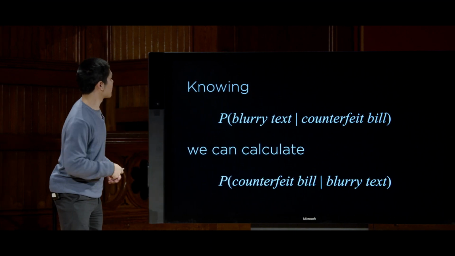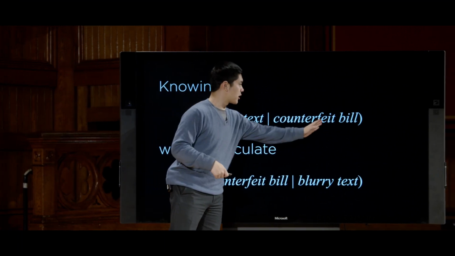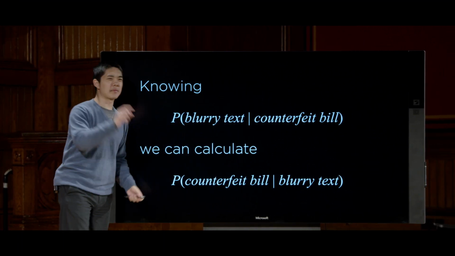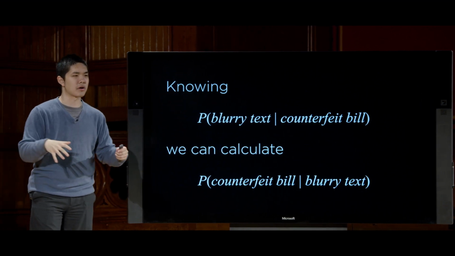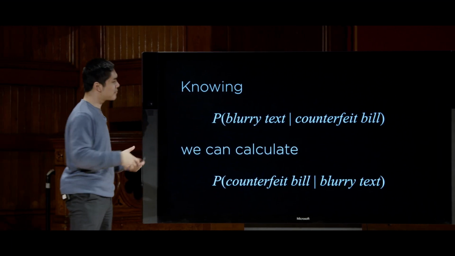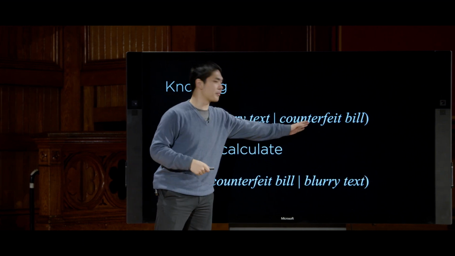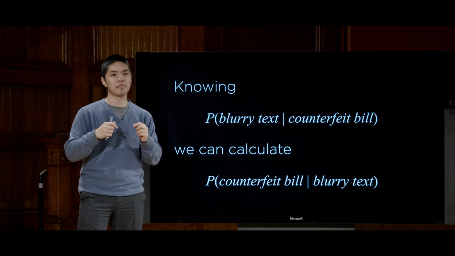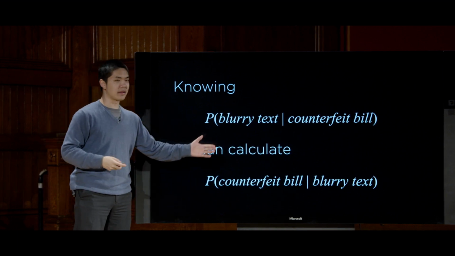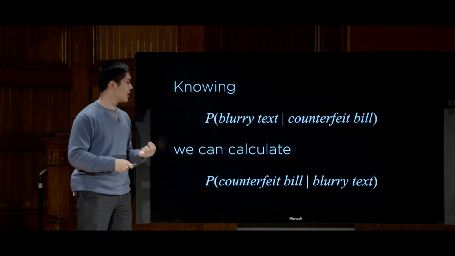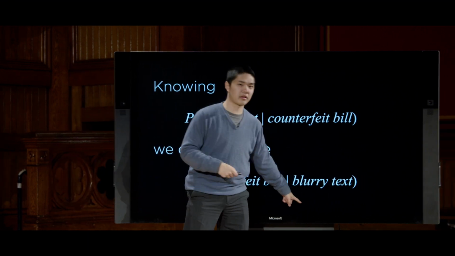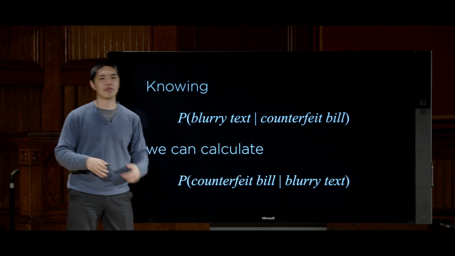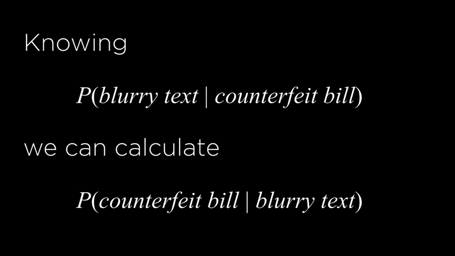Or I might want to know, for example, if I know that some probability of counterfeit bills have blurry text around the edges, because counterfeit printers aren't nearly as good at printing text precisely. So I have some information about, given that something is a counterfeit bill, X% of counterfeit bills have blurry text, for example. And using that information, I can calculate some piece of information that I might want to know, like given that I know there's blurry text on a bill, what is the probability that that bill is counterfeit? So given one conditional probability, I can calculate the other conditional probability as well.